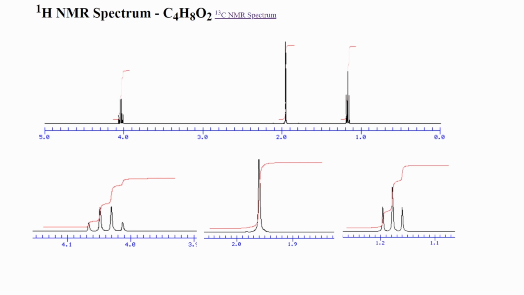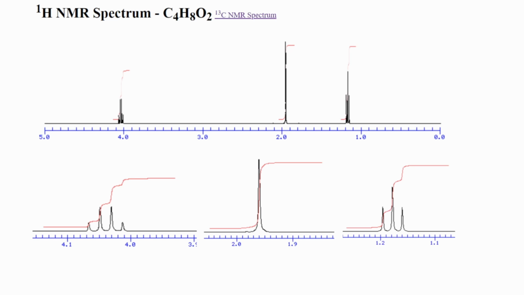Here is the first problem. We've been given the molecular formula as C4H8O2. I've shown all of the peaks up above and then zoomed in down below. The red lines are referred to as integrals. They represent the relative amounts of protons in each state.